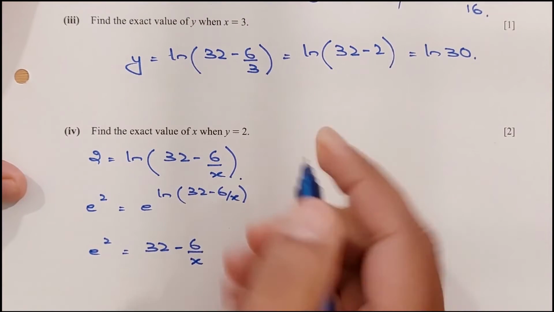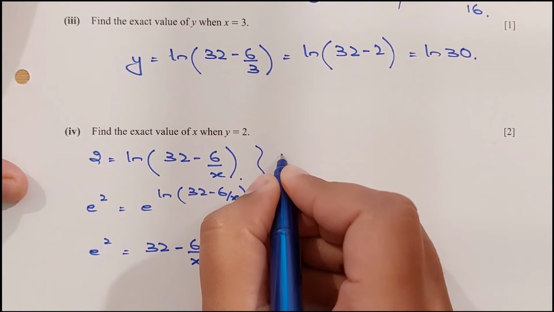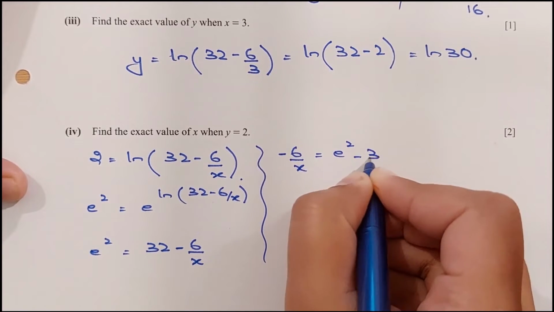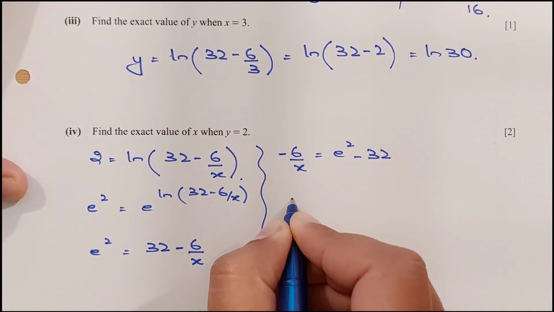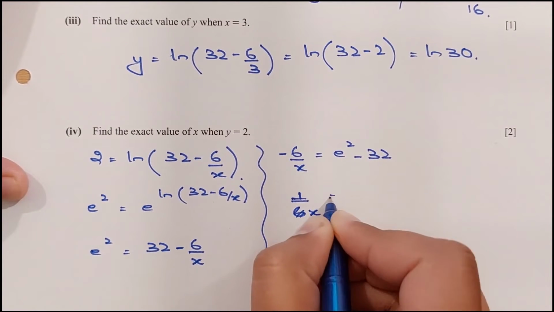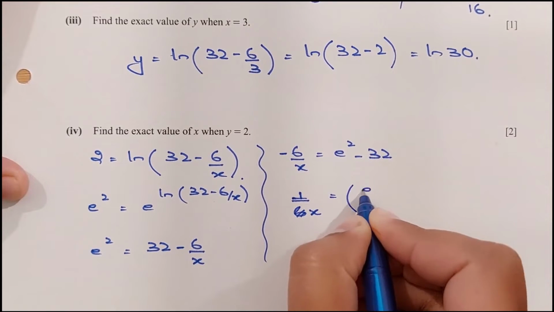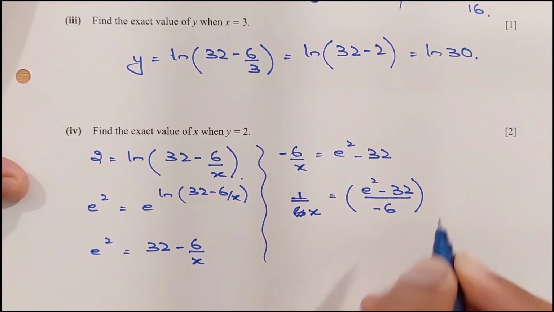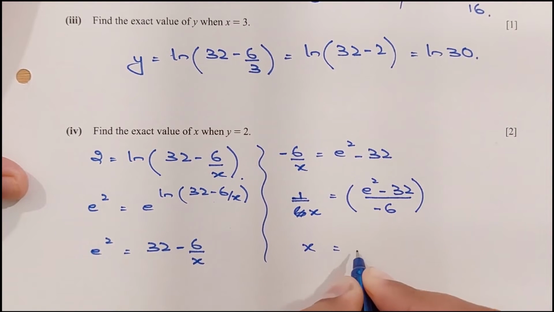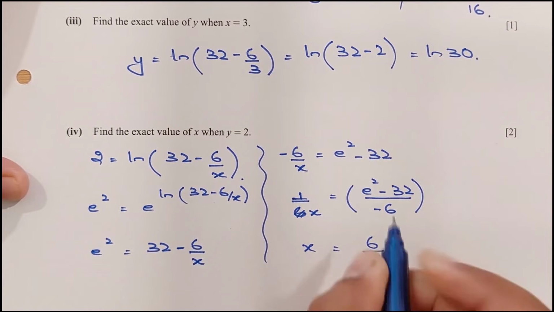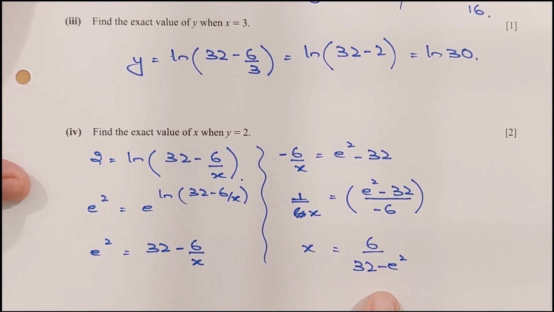And then simplifying for x, we have negative 6 over x equals e power 2 minus 32. Shifting the 6, dividing by 6 over here, e power 2 minus 32 divided by negative 6, right? And then taking a reciprocal, x equals 6 over 32 minus e power 2, because I cancelled the negative sign on both sides. So this is the exact value of x when y is 2.